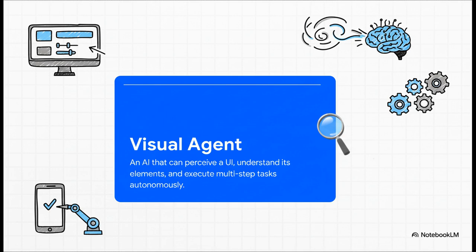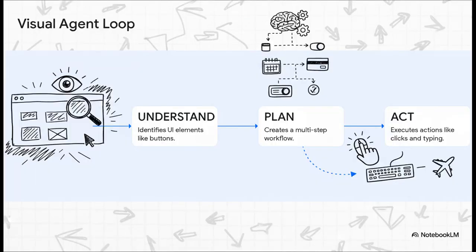It's an AI that can literally look at a screen, your desktop, a mobile app, a website, understand what all the buttons and menus are, and then actually use them to get things done just like a person would. And the process is just so intuitive, it's beautiful.